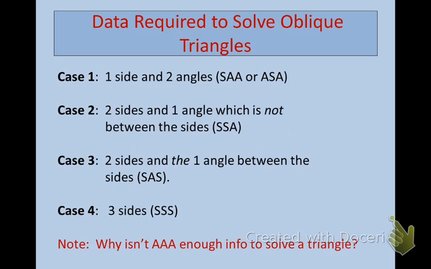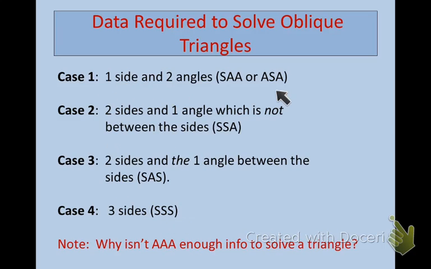Okay, so having reviewed that, the data that's required to solve an oblique triangle are any of these cases. So you might have one side and two angles in either of these forms. You might have two sides and one angle, which is not between the two sides. That's our ambiguous case that we're going to have to look at, because that's the bad word one, right? Case 3 is when you have the side-angle-side sandwich. That one's fine. Case 4 is when you have side-side-side. So we're going to take a look at these all in turn.